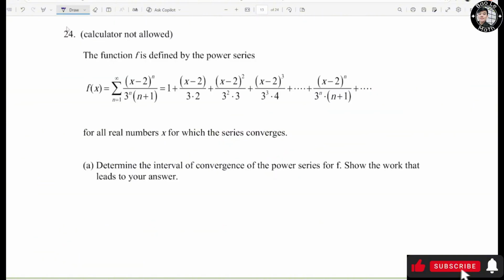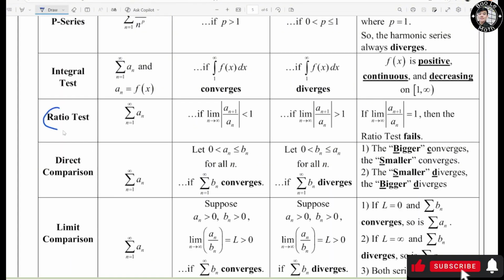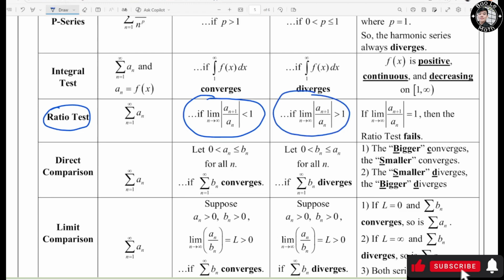Now let's move on to question 24. The function f is defined by a power series for all real numbers s for which the series converges. Question A. Determine the interval of convergence of the power series for the function f. Now we're going to use the ratio test. The series converges when the limit of this is less than 1, and diverges when the limit is greater than 1. So keep that in mind.